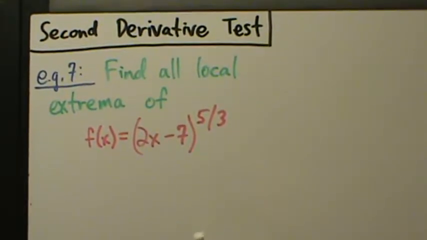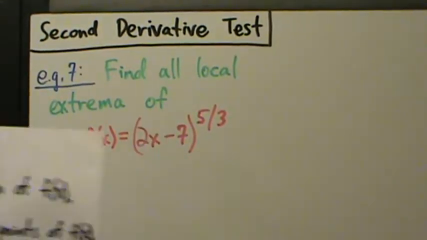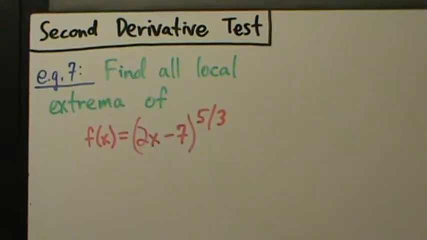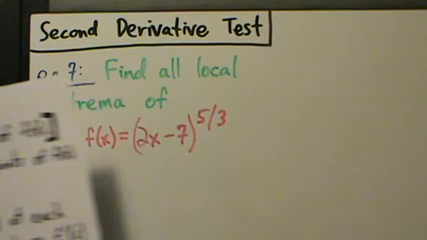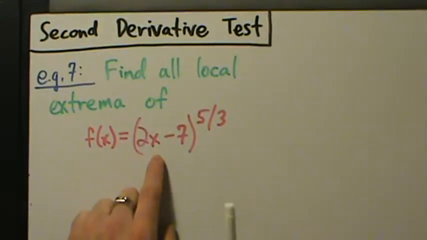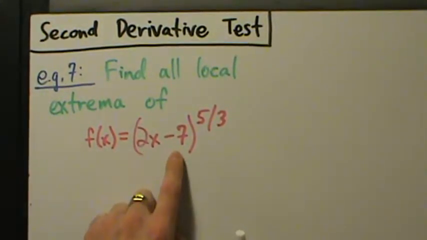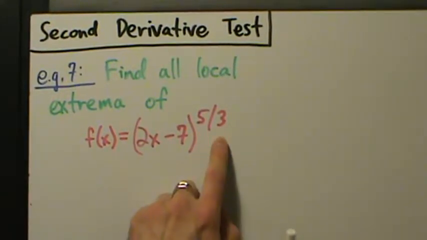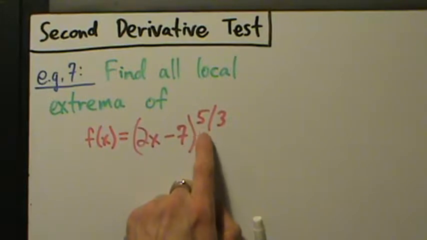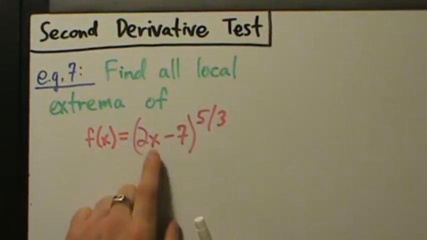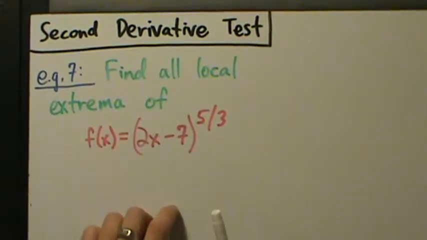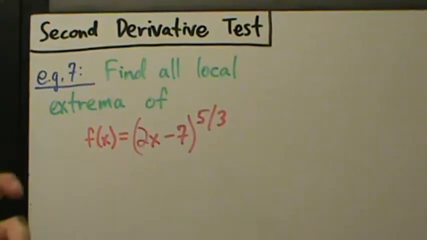Okay, so let's jump in with the second derivative test. The first thing we want to do is find the domain of f of x. Here, we're taking a number x, multiplying it by 2, then subtracting 7. That's all good. Then we raise to the 5/3. We can raise any number to the 1/3, and we can raise any number to the 5th. So basically, any value of x is okay. Whether it's positive, 0, or negative, we can do this whole operation to any number. So the domain is all real numbers.